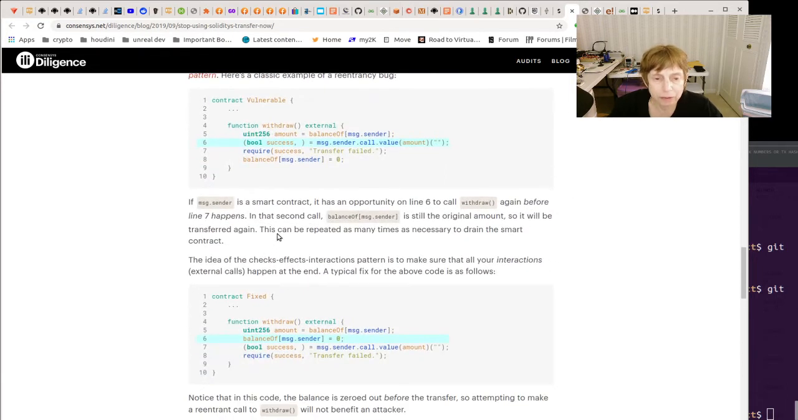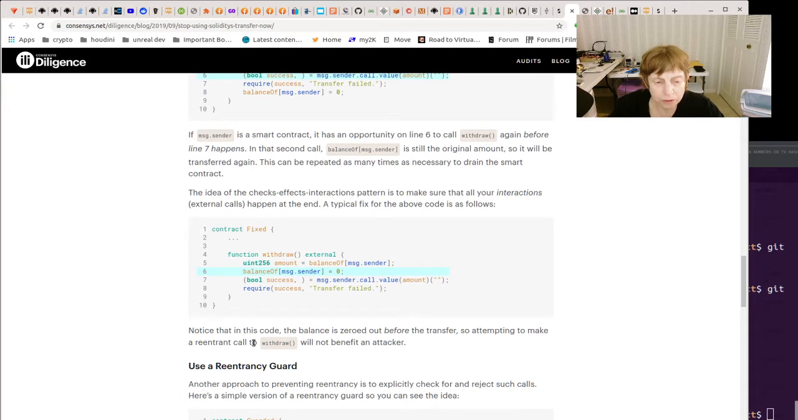And here's some example of vulnerable code. As you can see, let's look at the difference here. You're using the checks, and I think the difference here is you set the amount, which is the balance. You set the balance of the sender to 0, and then if it's not a success, then it fails. And so here's the key: the balance is zeroed out before the transfer. So if you try to make a re-entrant call, they can't do anything.